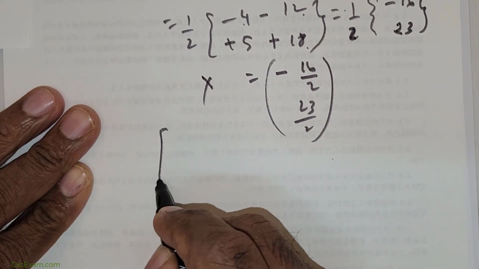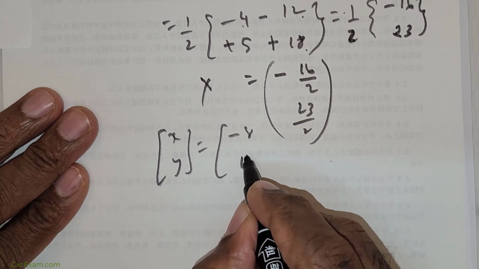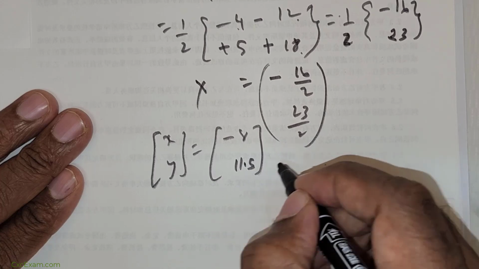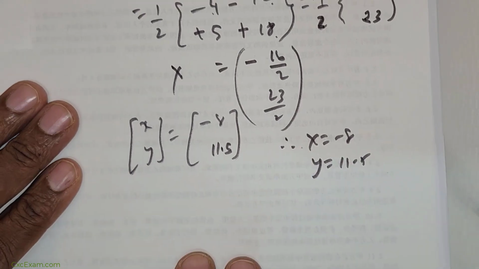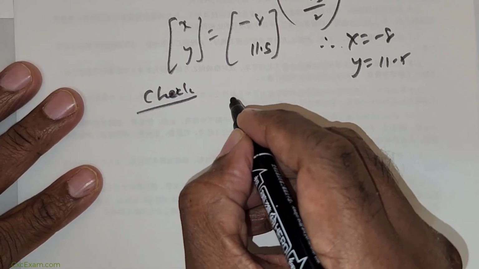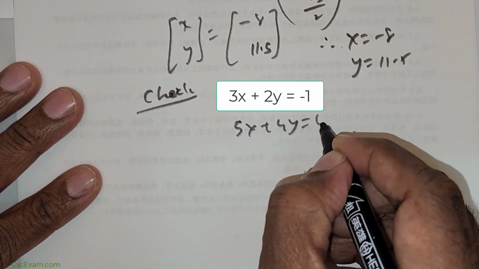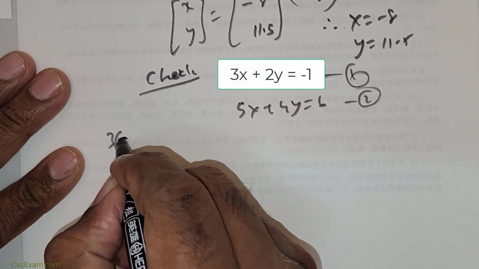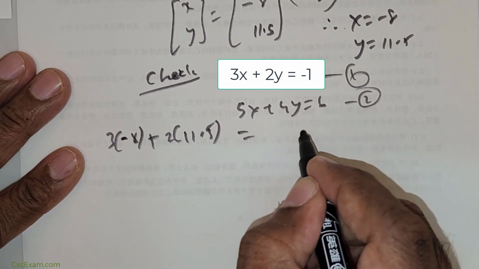So if you were to rewrite this, this is going to be x and y equal to -8 and 11.5. Right, 23 divided by 2 is 11.5. So therefore x = -8 and y = 11.5. Now if you remember, we have the system. So I can also give you the check. 3x + 2y = -1 and 5x + 4y = 6. This is 1 and 2. So we substitute x = -8 and y = 11.5. So we need to get the right hand side.